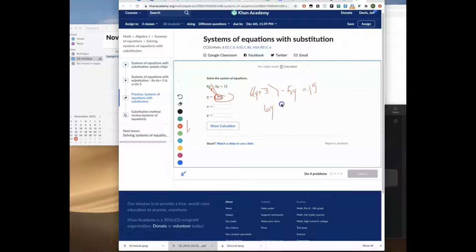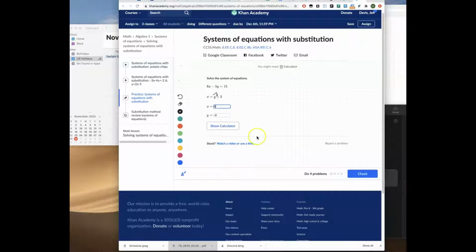So 6y plus 18 minus 5y equals 15. If I combine the y's, and then take that plus 18 and bump it over there, I'll get negative 3. But I still have to find x. What I know now is that y is negative 3, so I can put that there, and then x is negative 3 plus 3, which will be 0. One more, same idea.